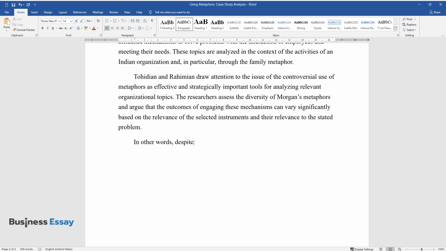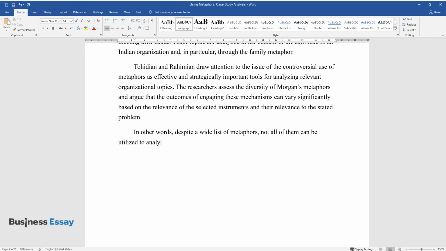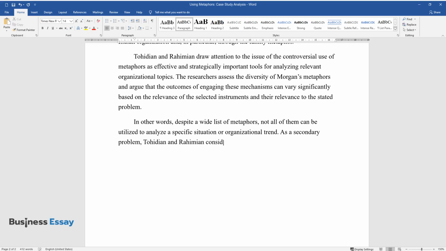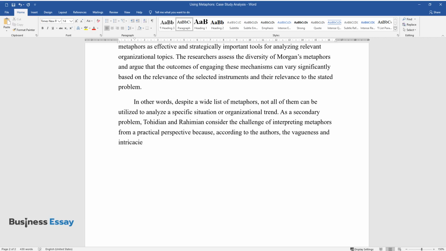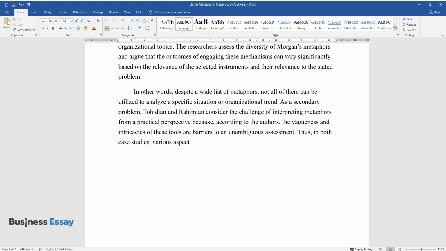In other words, despite a wide list of metaphors, not all of them can be utilized to analyze a specific situation or organizational trend. As a secondary problem, Tohidian and Rahimian consider the challenge of interpreting metaphors from a practical perspective because, according to the authors, the vagueness and intricacies of these tools are barriers to an unambiguous assessment. Thus, in both case studies, various aspects of the application of metaphors are considered.